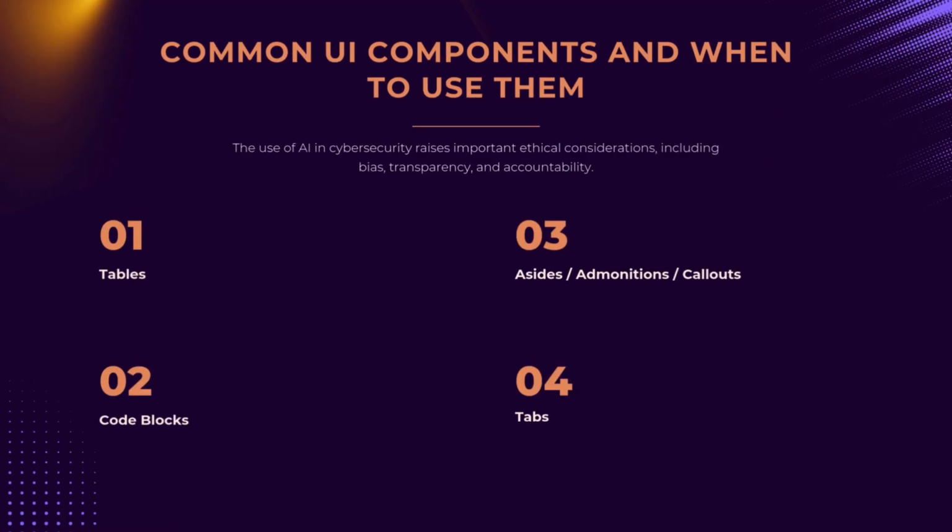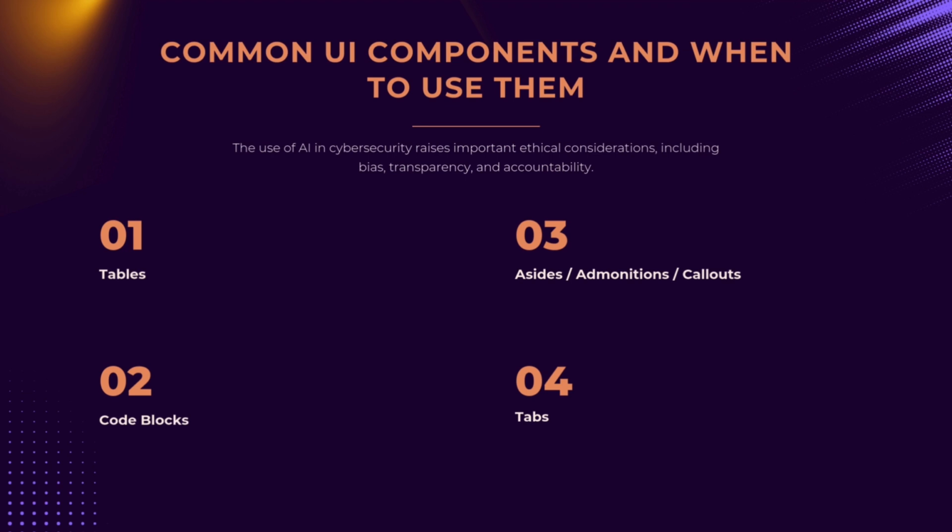Now let's look at the common UI components and when to use them. We have a lot of them, but we're going to cover just a few. We have the table, we have the asides. Aside has several names depending on the SSG you're using. Some of them call them asides, some call them admonitions, and others call them callouts. We have the code blocks and we have the tabs. Tables are best for presenting structured data, comparisons, or specifications. Avoid using tables for non-tabular content, such as step-by-step guides.